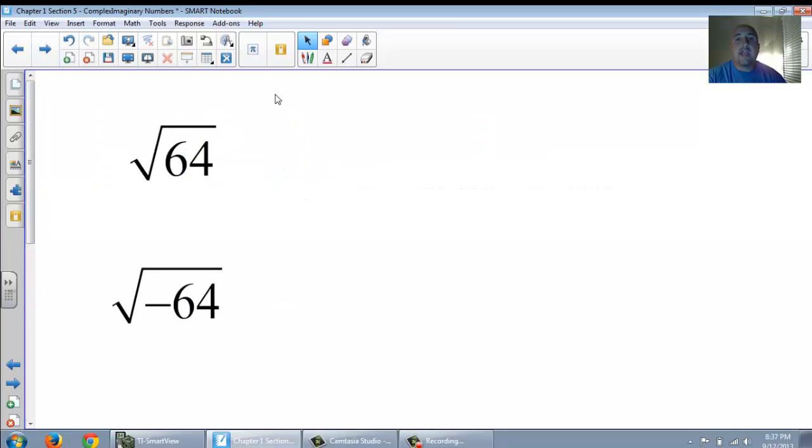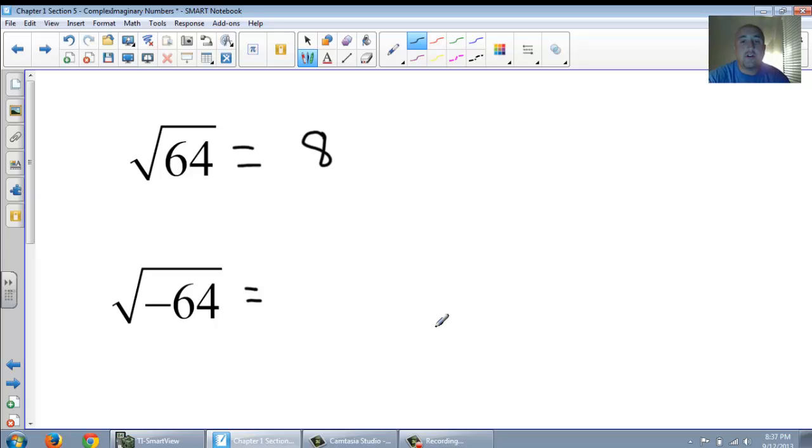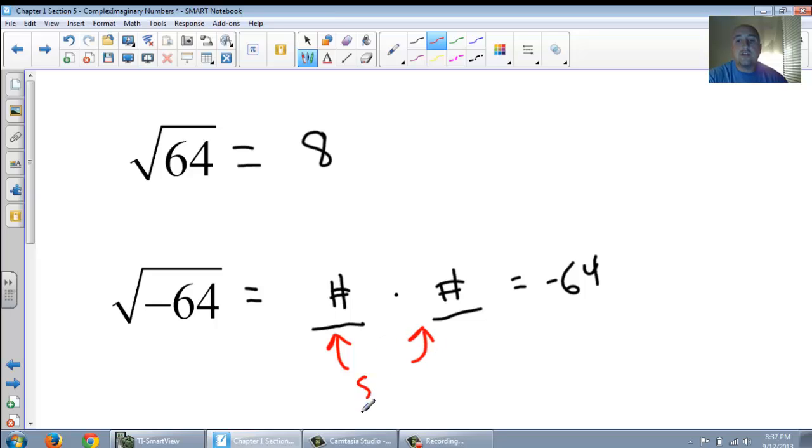All right, so if we look at the square root of 64, we should recognize that's pretty easy, that the answer is 8. However, we run across a situation where sometimes we have a negative square root, so we need to figure out what number times what number is equal to negative 64. And the problem is that these two numbers have to be the same. And you should recognize that it's not possible to ever get a negative number when you're multiplying the same number together. Not possible.